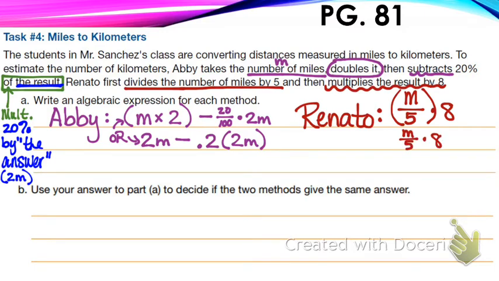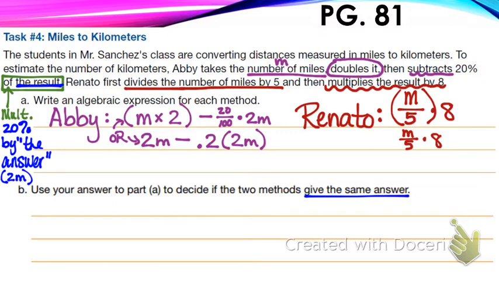I want to go down and look at part B now. Abby and Renato are describing doing two different things. But they're both trying to estimate the same thing, aren't they? I want to know if they're going to get the same answer. Because if they get the same answer, it's okay if they go about it different ways. But if they end up in different places, then somebody's doing it wrong for sure. It might be both of them. But if they don't get the same answer, then somebody's definitely wrong.